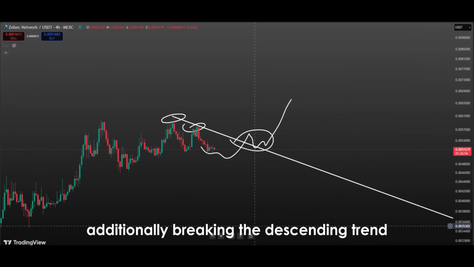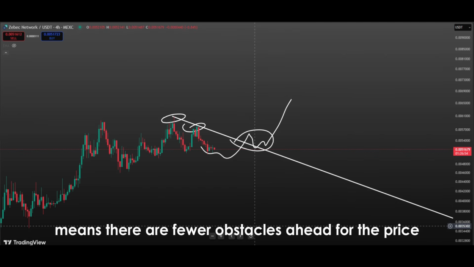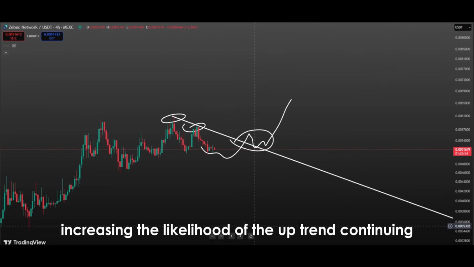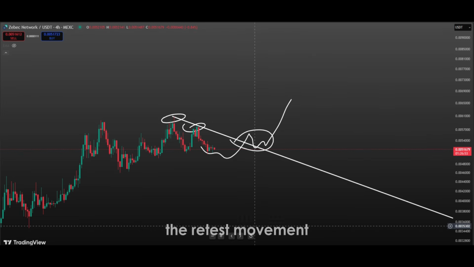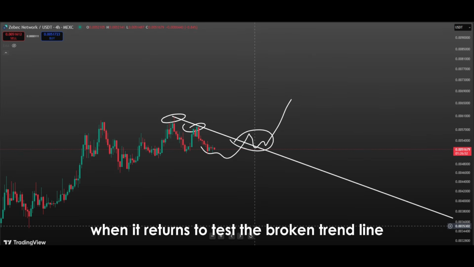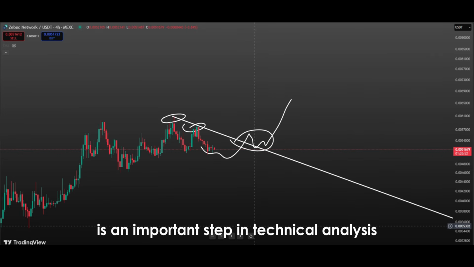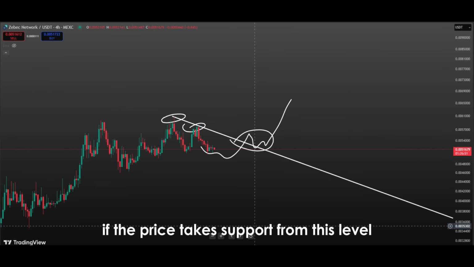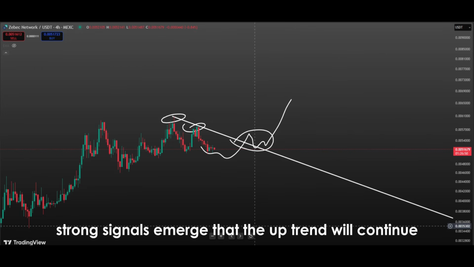Additionally, breaking the descending trend means surpassing levels that previously acted as resistance due to selling pressure. Breaking these resistance levels means there are fewer obstacles ahead for the price, increasing the likelihood of the uptrend continuing. After the price breaks the descending trend, the retest movement, when it returns to test the broken trend line or previous resistance level, is an important step in technical analysis that shows the strength of the trend reversal. If the price takes support from this level and moves upward again, strong signals emerge that the uptrend will continue.